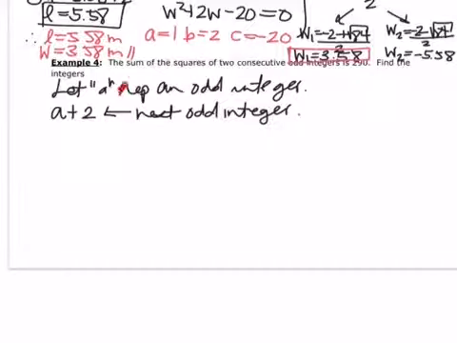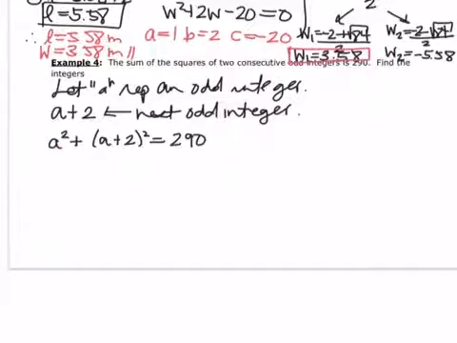So if our first odd integer is a, and our second odd integer is a plus 2, then now we can create an equation for this, that the sum of the squares of the two consecutive odd integers is 290. So the square of the first odd integer is a squared, plus the square of the second odd integer is (a plus 2) all squared, and it has to equal 290.